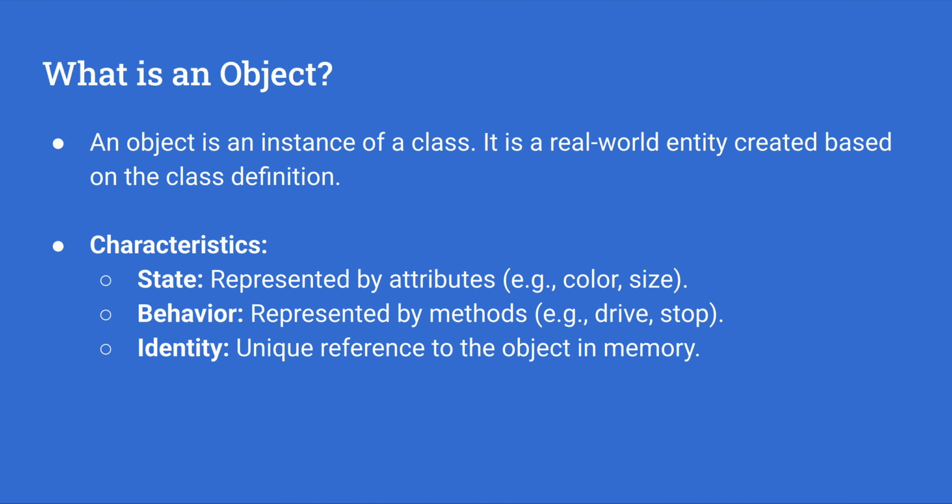What is an object? An object is an instance of a class. It is a real world entity created based on the class definition. A state is represented by attributes like color and size, and the behavior is represented by methods like drive and stop. We see the example of a car, where the method is drive. And the identity is the unique reference to the object in memory.